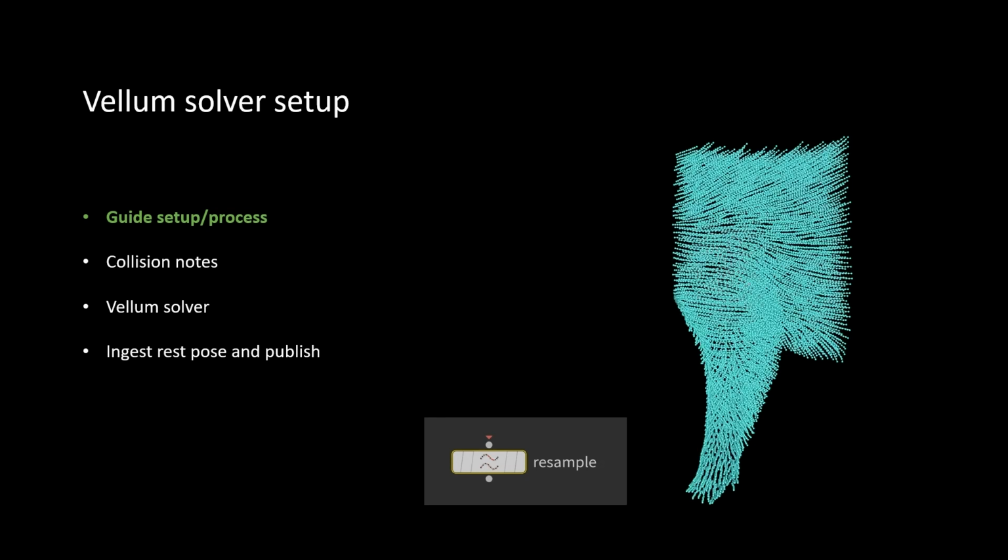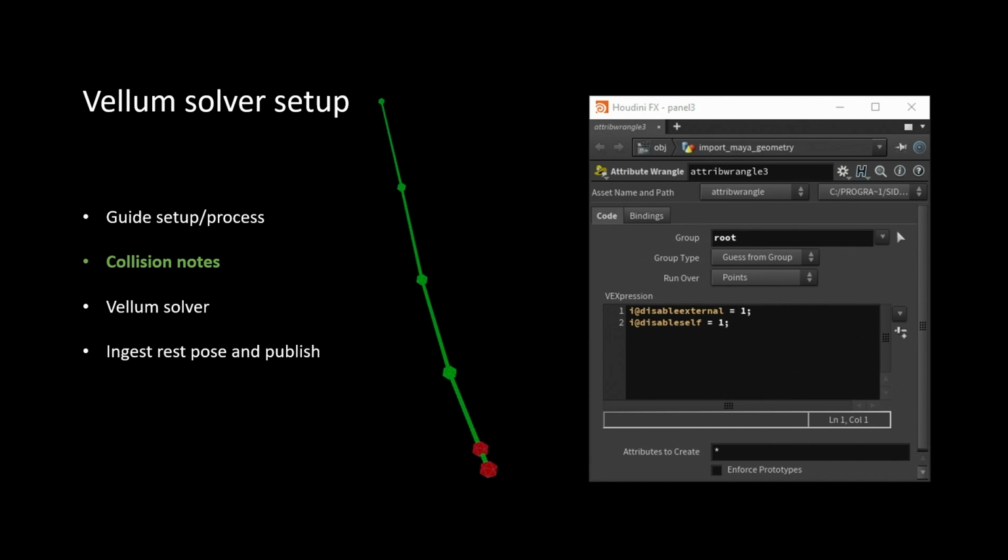Also, some notes on collisions. This is the resampled guide. We also guide strand. We also added some additional topology near the root of the guide so that it could have some more flexibility when deforming in tight areas. And the Vellum solver picks up on these two special attributes called disable external and disable self. We set those to 1 on the root points here, and the Vellum solver will simply ignore self collisions and external collisions if that attribute is above 1. So that's very nice.